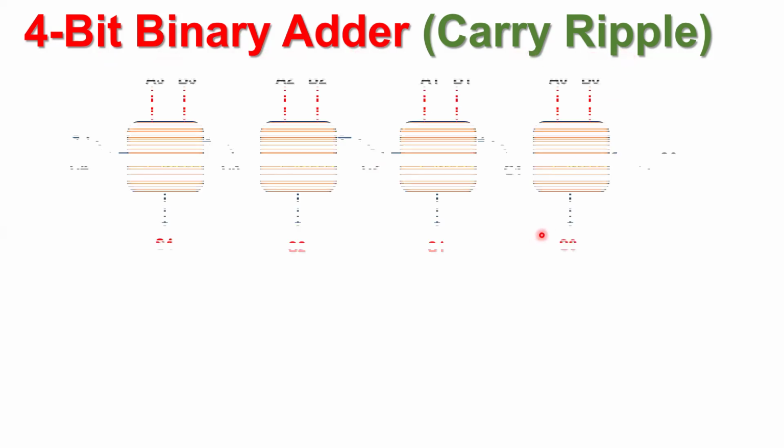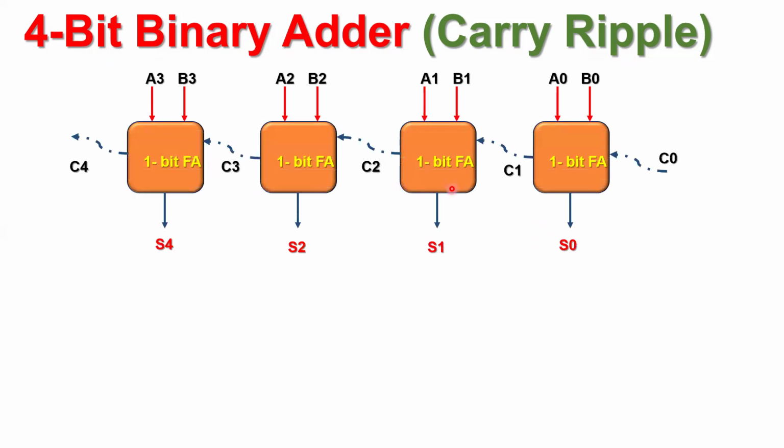As the name suggests, we need a 4-bit binary adder. It means we'll take four 1-bit full adders. Each of these full adders has the inputs A0, B0, C0, and the sum and the carry. Again, A1, B1, C1, sum and the carry. Here, A2, B2, C2, sum and the carry. And then A3, B3, C3, sum and the carry. So this is how the full 4-bit adder circuit will be implemented.